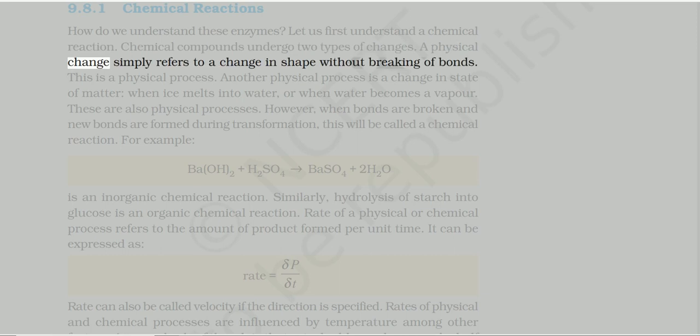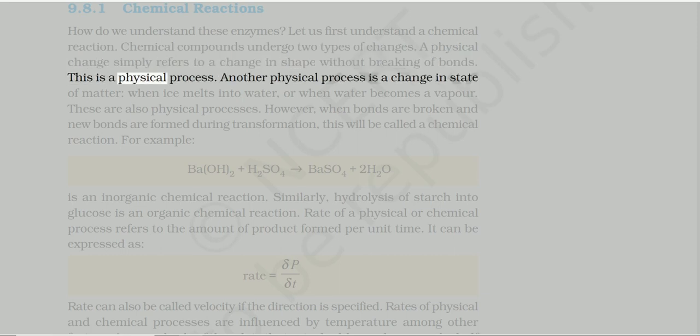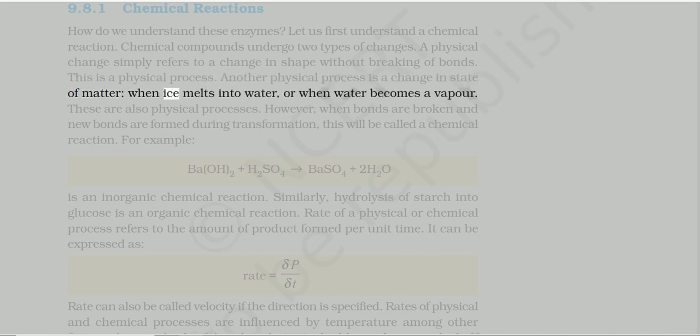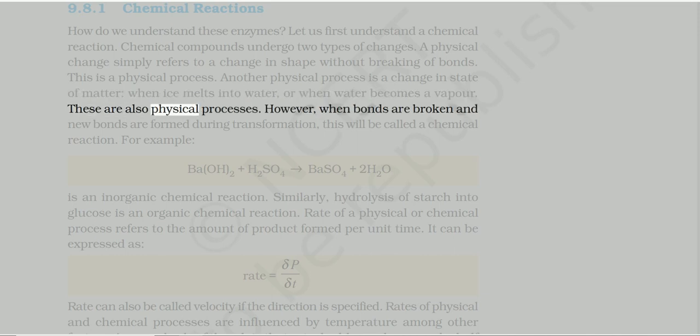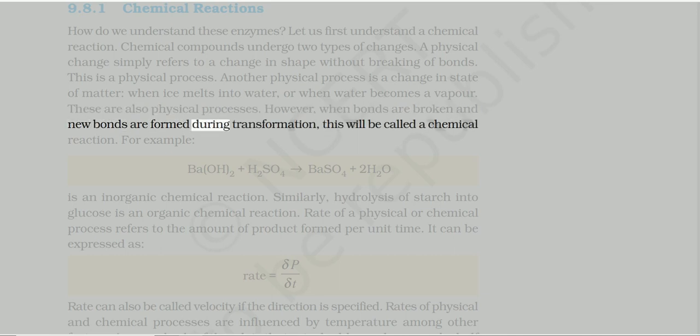A physical change simply refers to a change in shape without breaking of bonds. This is a physical process. Another physical process is a change in state of matter, when ice melts into water, or when water becomes vapor. These are also physical processes. However, when bonds are broken and new bonds are formed during transformation, this will be called a chemical reaction.